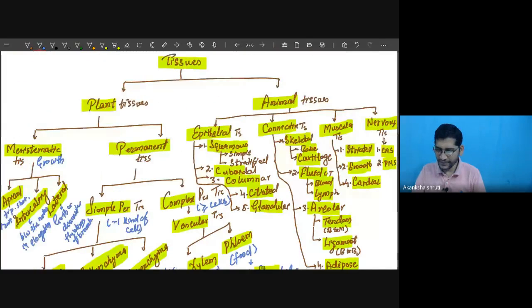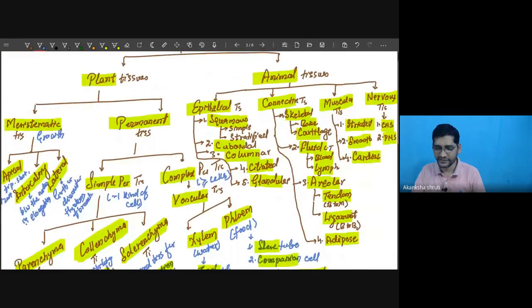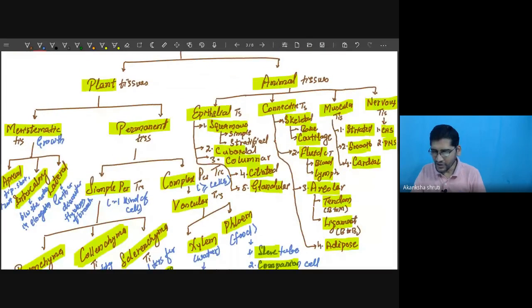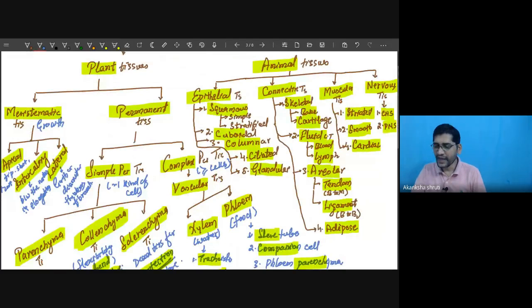So this is about the plant tissues. About this we are going to write everything. Next, we will also go for the animal tissues. Animal tissues are broadly classified into 4 categories. One is called epithelial, or outer boundary tissue. The next one is the connective tissues. The next one is muscular tissues, and the last one is for sensing. It is the nervous tissue.